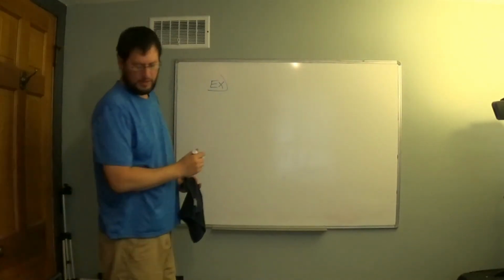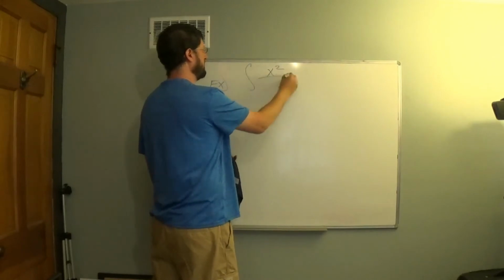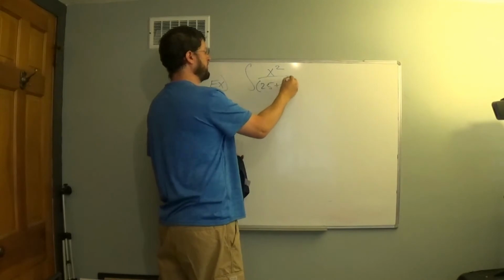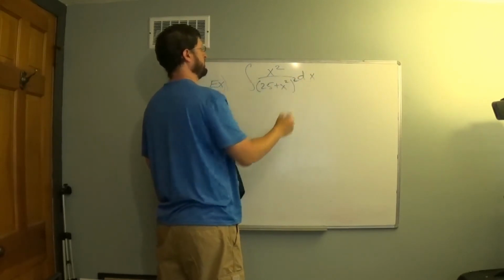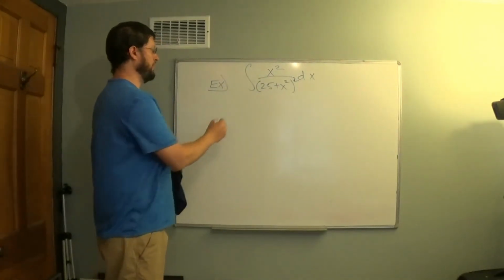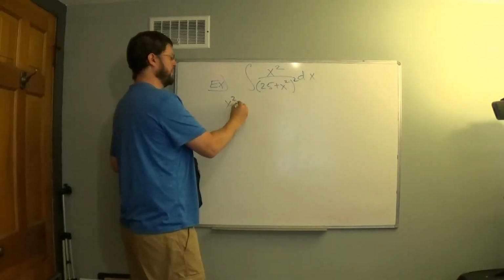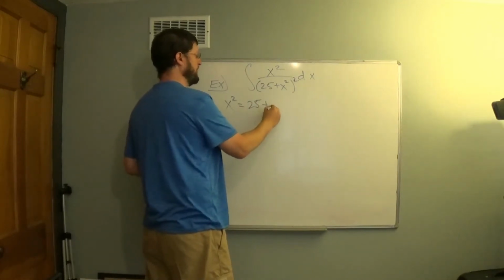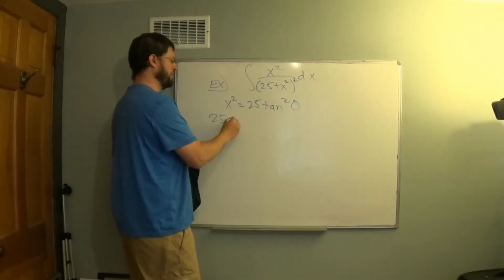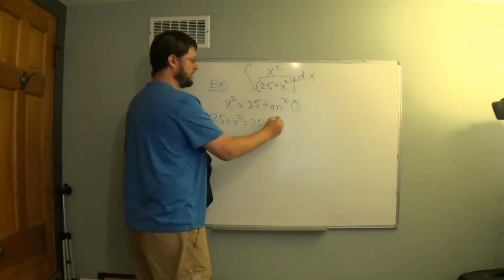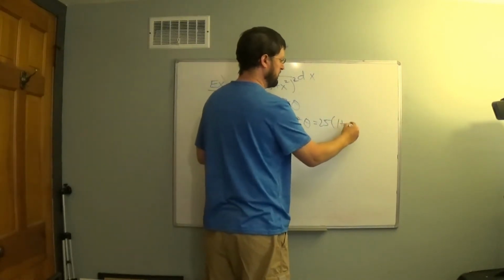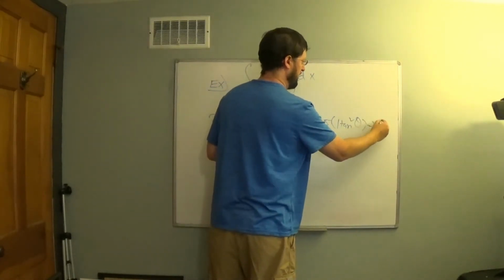Integral of x squared over 25 plus x squared, squared. Again, we see the 25 plus x squared. So hopefully we're getting familiar with the process. We're going to let x squared be 25 tan squared. So the 25 plus x squared is 25 plus 25 tan squared, which is 25 times 1 plus tan squared, which is 25 secant squared.